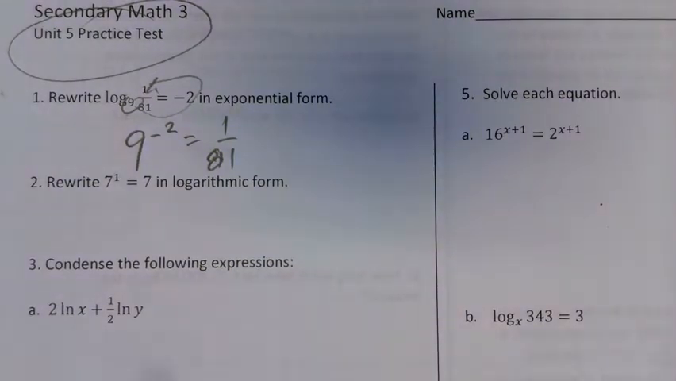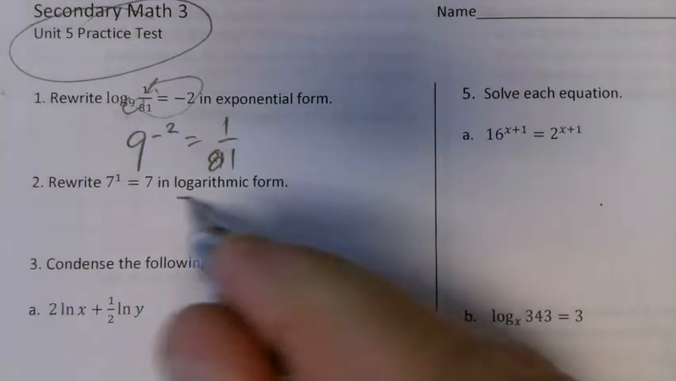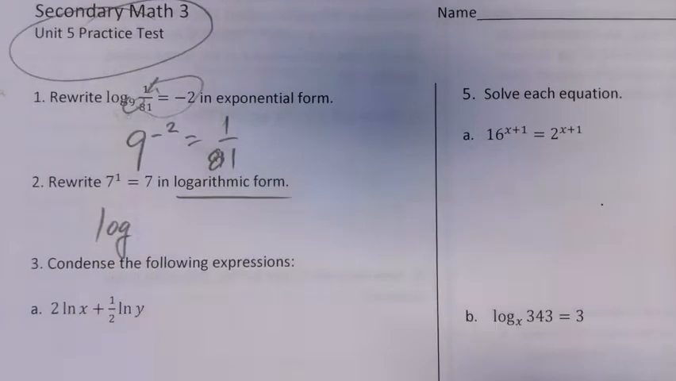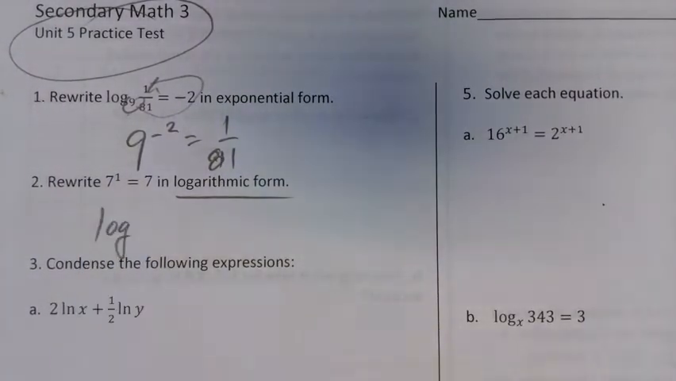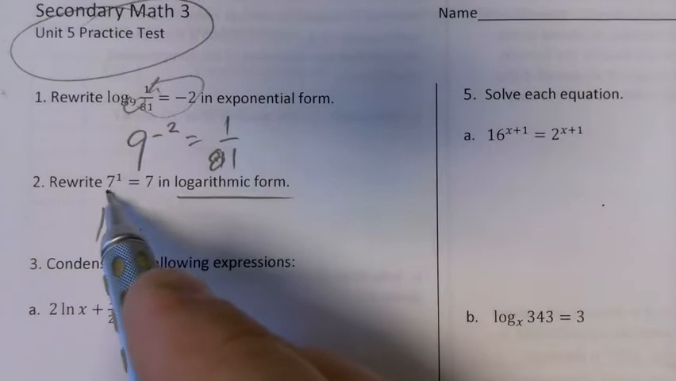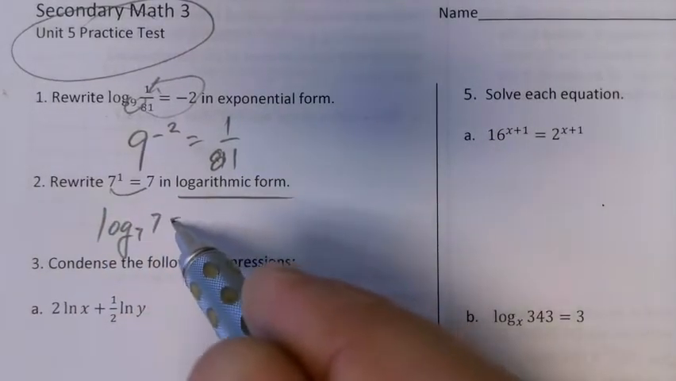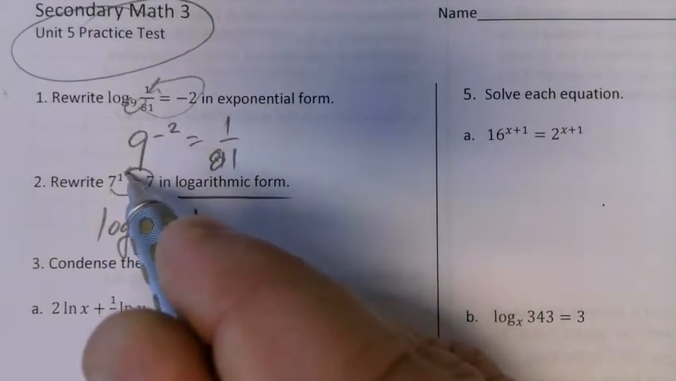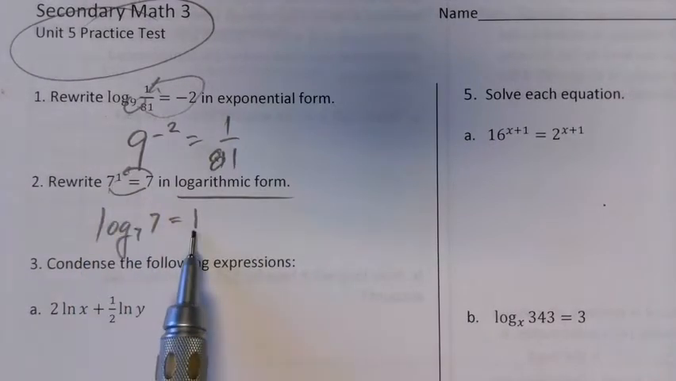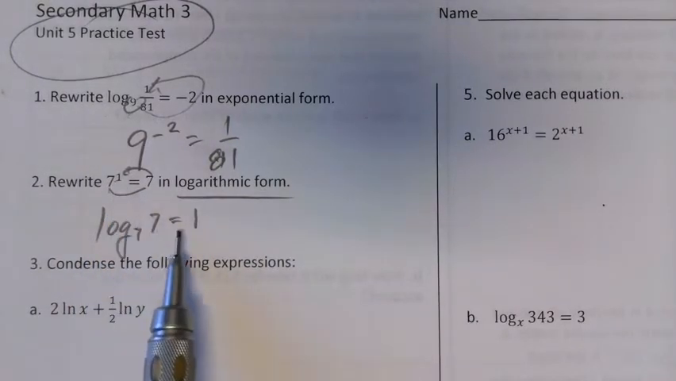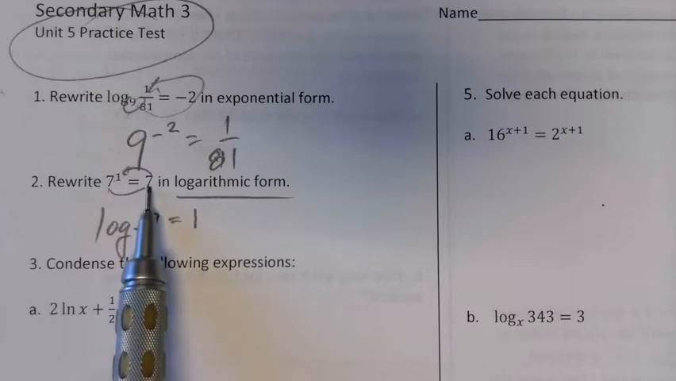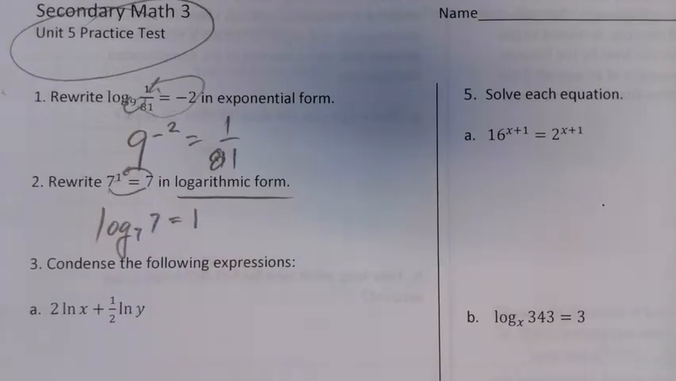That's it. Rewrite this in logarithmic form. I want it in logarithmic form, so I'm going to start with the log. Log, what's the base? The base is 7. Log base 7 of 7 equals 1. What's inside the log becomes out. What's inside the exponential becomes outside the log. What's outside the exponential becomes inside the log.